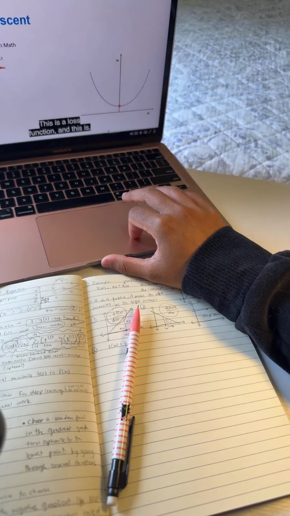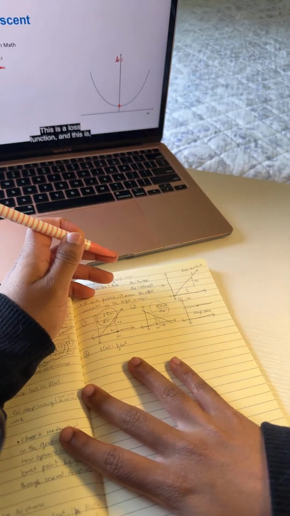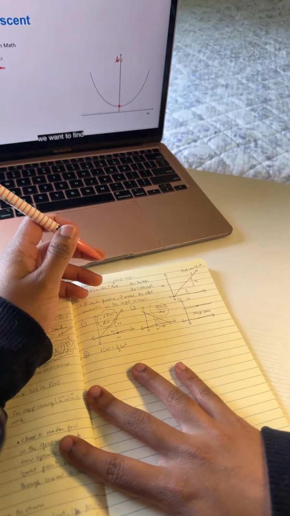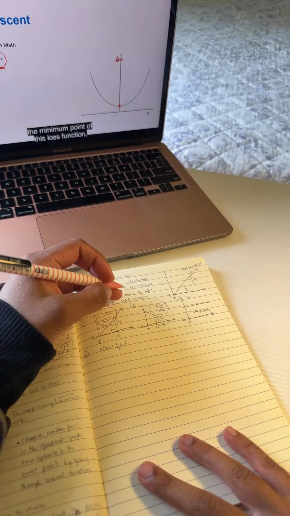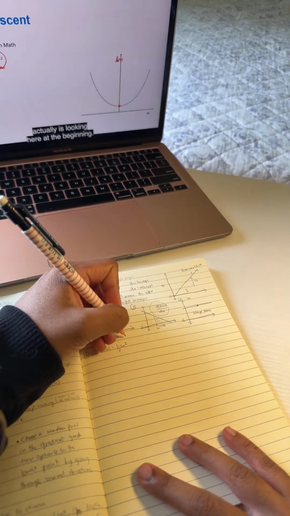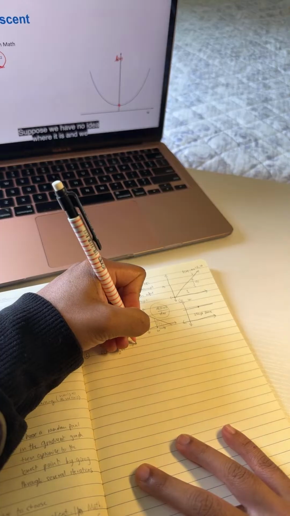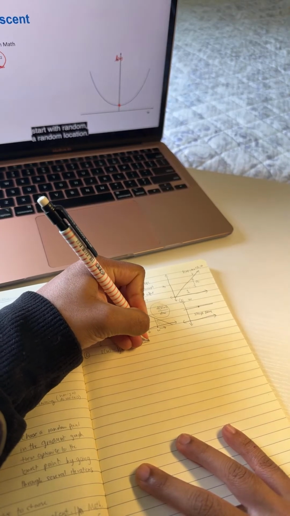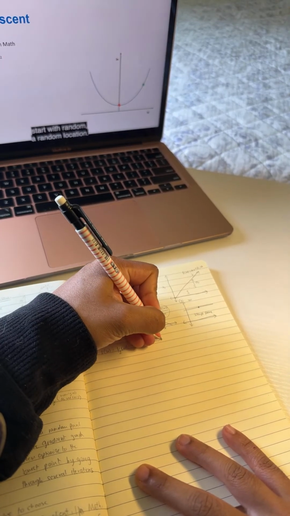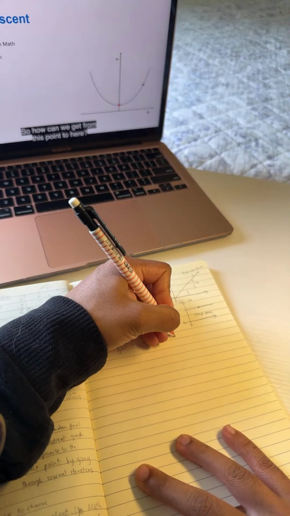The function is a square of this weight. So even though this is a loss function, and this is W, we want to find the minimum point of this loss function. But again, suppose we have no idea where it is, and we start with a random location. So how can we get from this point to here?